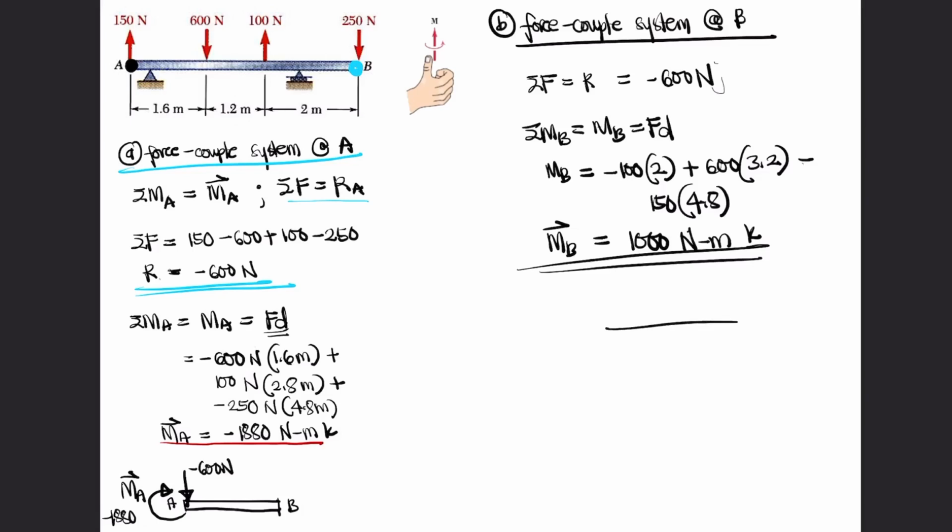Okay, sketch na natin siya. So, muna itong beam, point A, at point B natin ang 600 newtons, paubos, negative. Dayon, positive 1,000 newton meter. So, that is the force couple system at point B. Again, instead of the 4 forces given in the problem.